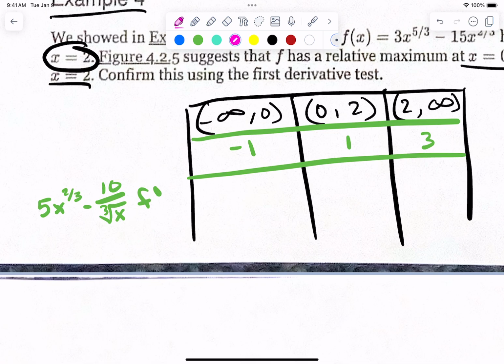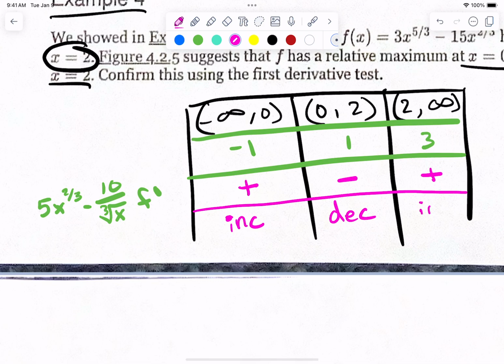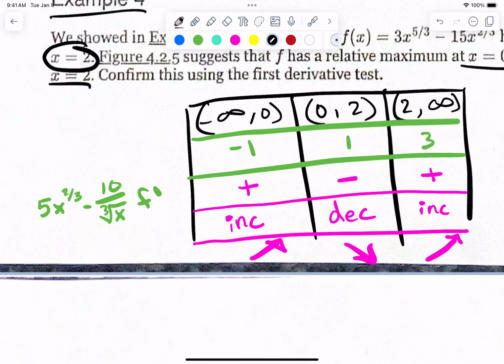I'm plugging in -1, and when I plug in -1, we get a positive number. How do I know? Because I cheated and looked at the graph. That means it's increasing here. I don't want to plug it in. When I plug in +1, I get a minus, which means it's decreasing there. When I plug in 3, I get a plus, which means it's increasing there. I totally cheated. You can plug them in if you want to, but that would just take us extra time. Okay? So it's increasing, then decreasing, then increasing again.